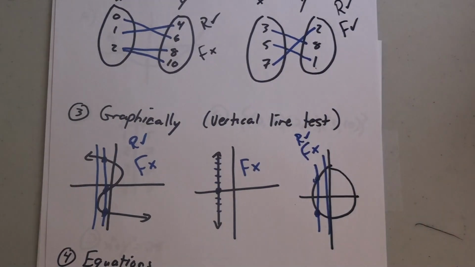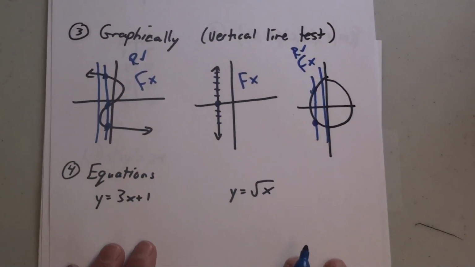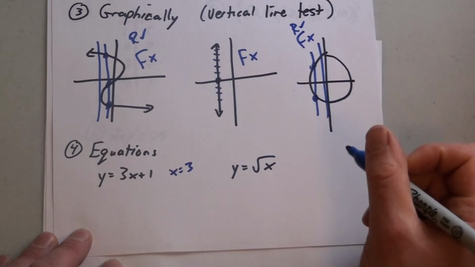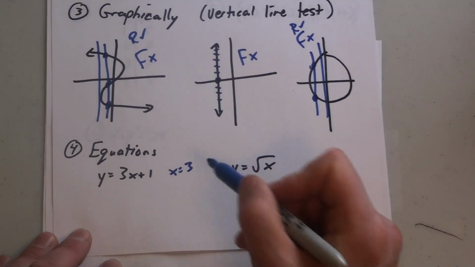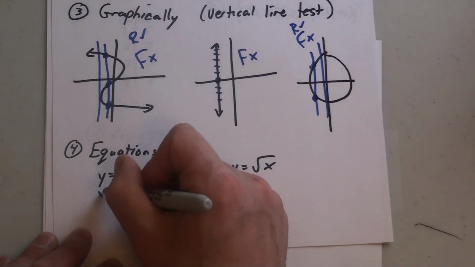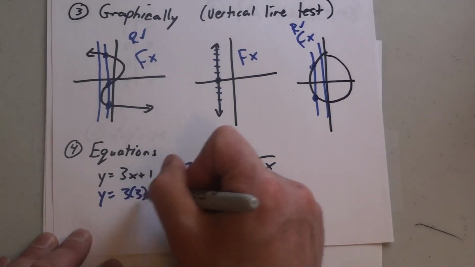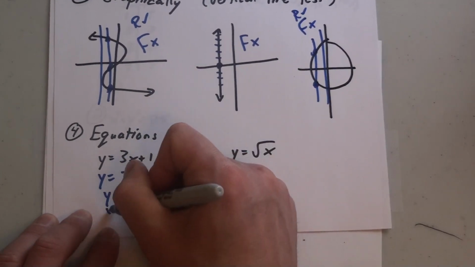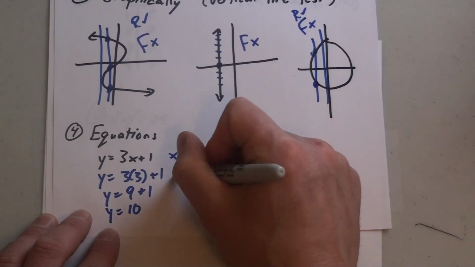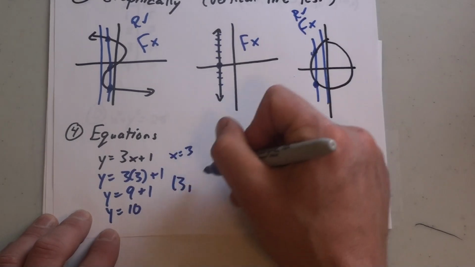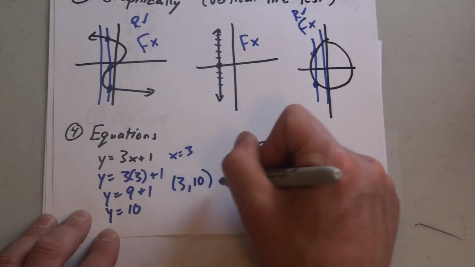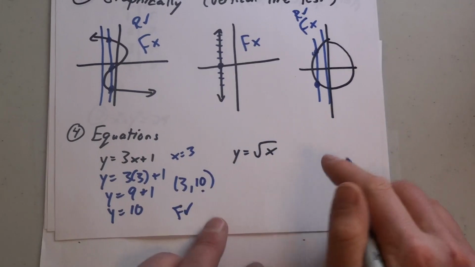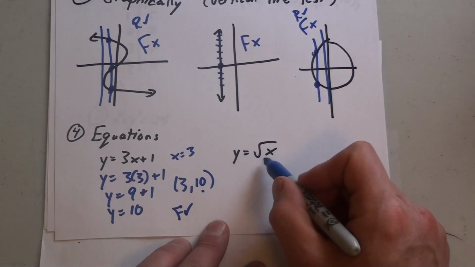Still a relation, however. If I was to test some equations, I have to put in a different x value. Let's put in x equals 3. Okay, and that's my input. Let's see how many outputs I get. So I do y equals 3 times 3 plus 1, which gives me 9 plus 1, which is a y value of 10. I have the coordinate (3, 10), my input being 3, output being 10. That is one output for one input. It is a function.